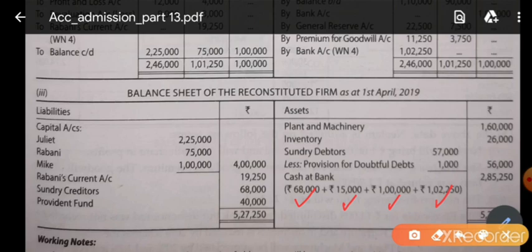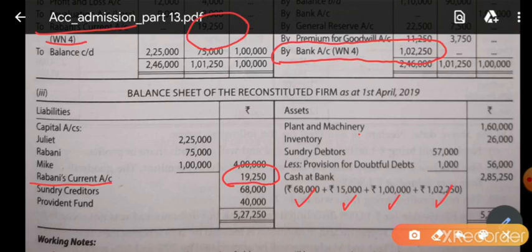So current account will also come in the balance sheet. Rabbani's current account, 19,250 rupees. So you can see it is written 19,250 to Rabbani's current account. So one partner's capital was a deficit, so she has introduced it, and one partner's capital was surplus, so she has not taken it out. She has transferred it to current account, because question has told you that surplus money will not be transferred through cash, rather it will be transferred to current. So this is a positive current account, so it will come to the liability side. Rabbani's current account 19,250.